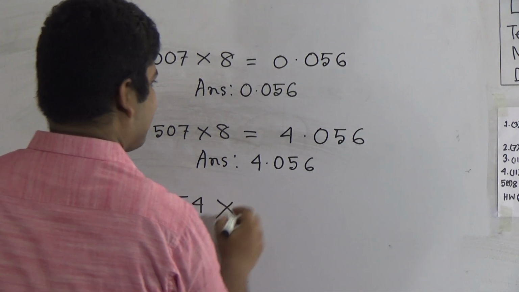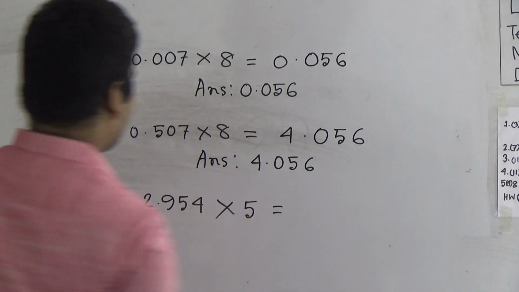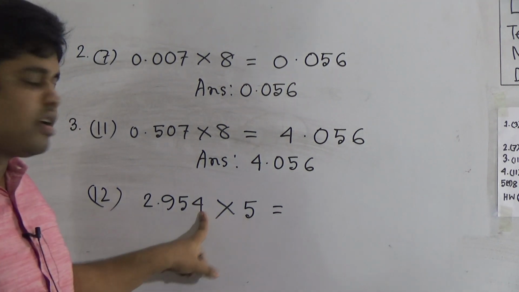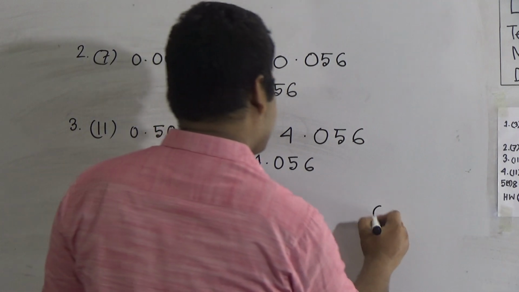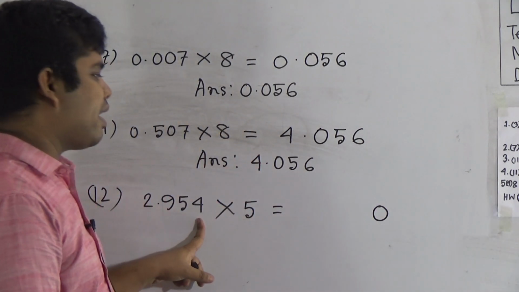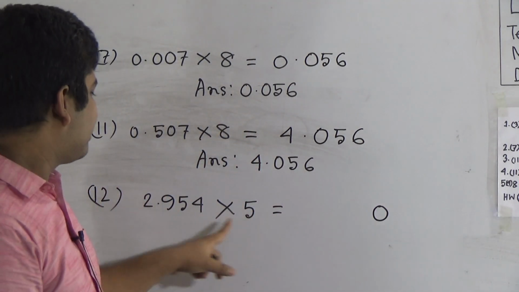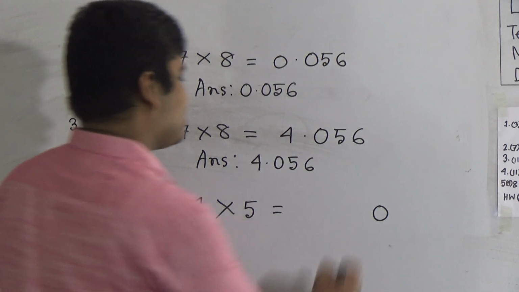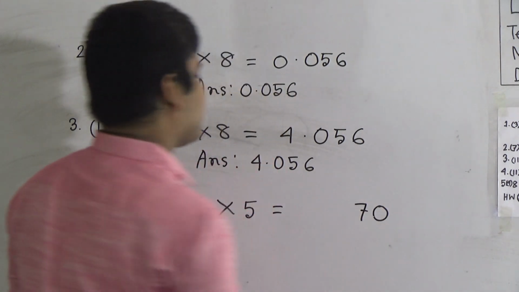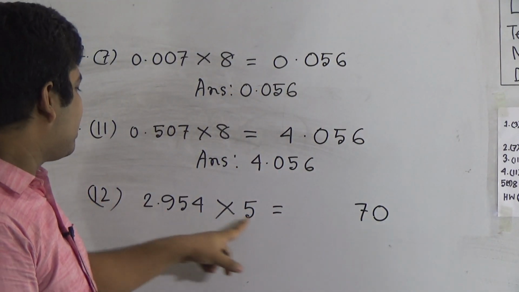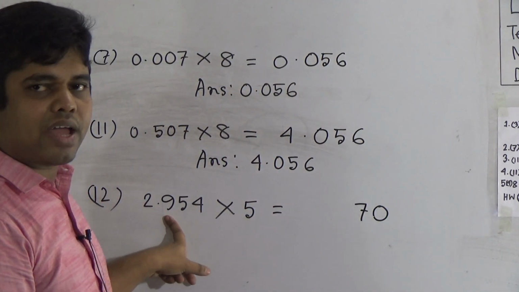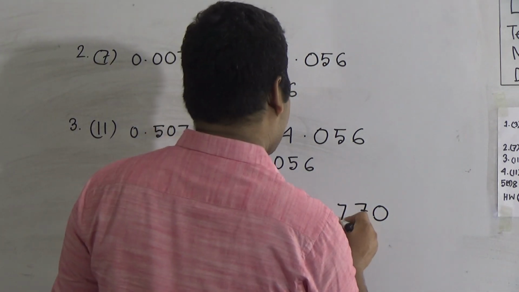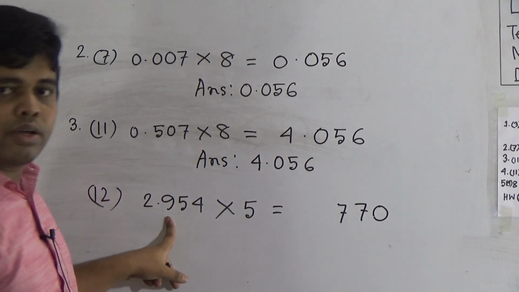2.954 multiplied by 5. Dear student, now 5 4s are what? 5 4s are 20. From 20 I write here 0 and carry 2. Then 5 5s are 25. 25 plus 2 is 27. From 27 I write here 7, carrying 2. 9 5s are 45. 45 plus 2 is 47. From 47 I write here 7, carrying 4.